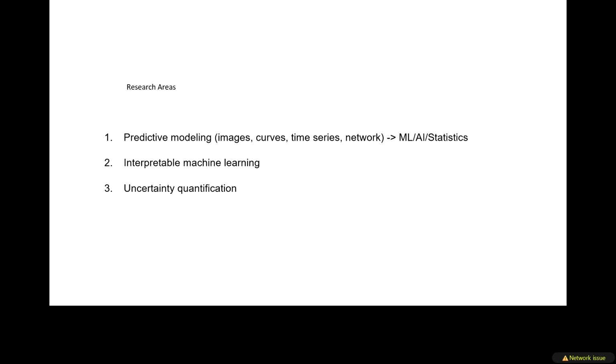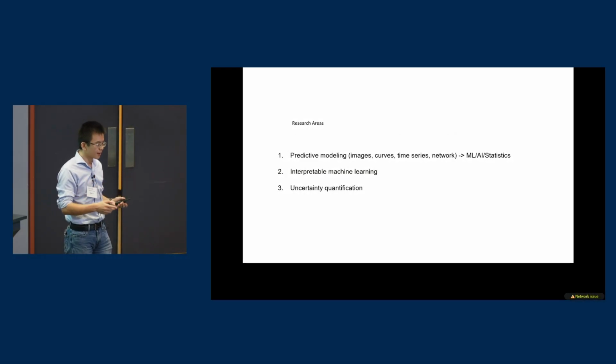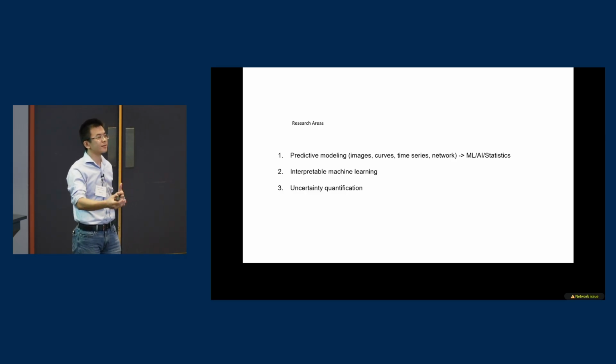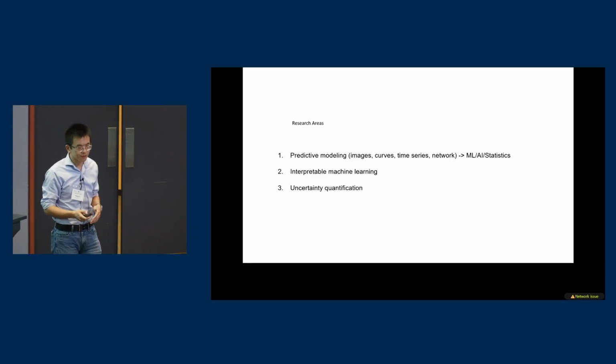The first one is predictive modeling. So you give me some input. It could be very complicated, like images, curves, so that should be okay. And we want to predict something like mortality, patient's disease status, things like that. The second bucket is interpretable machine learning, which is very important, particularly for medicine. Third one is uncertainty quantification.